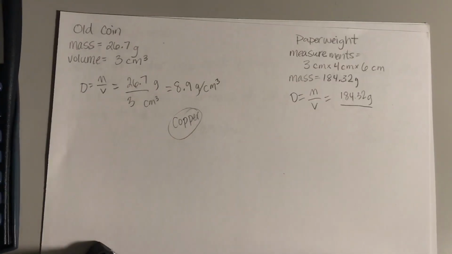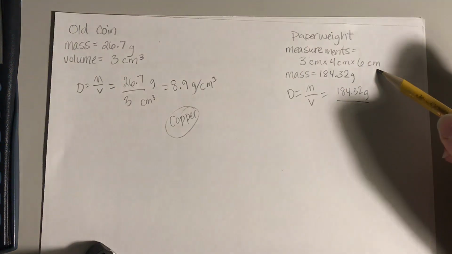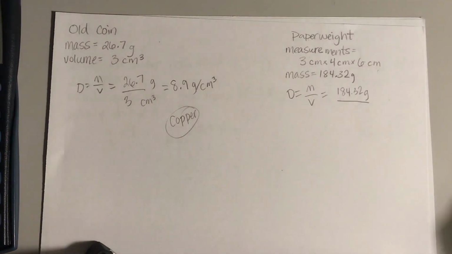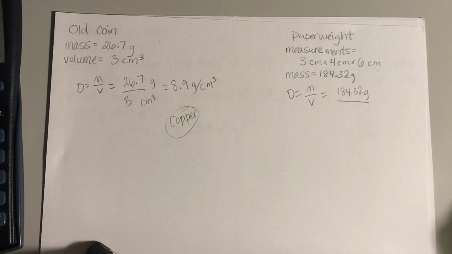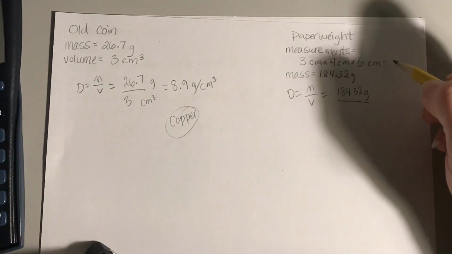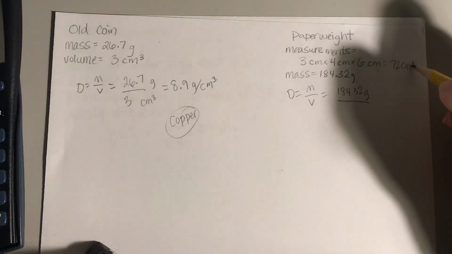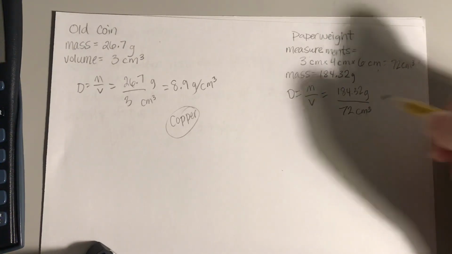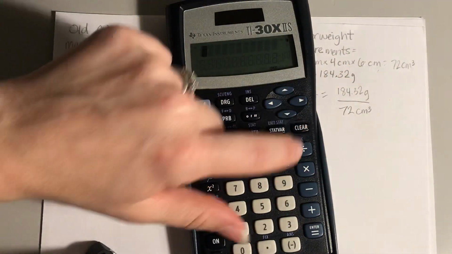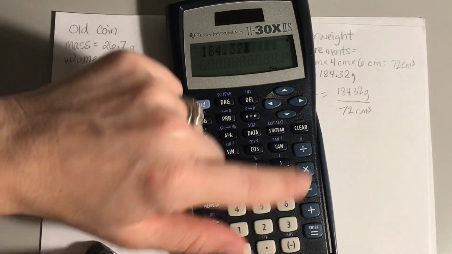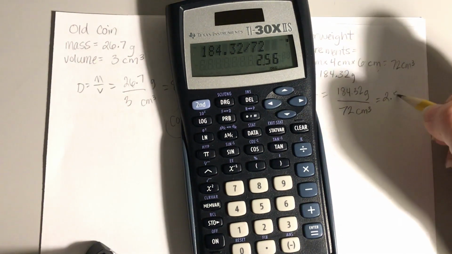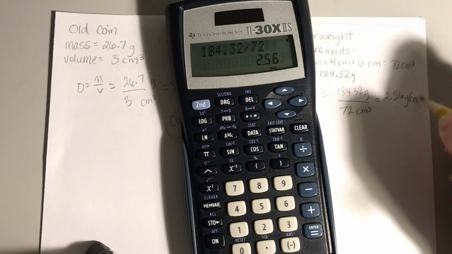All right, and we need to divide it by the volume, but we have to figure out what the volume is first. So how do we figure that out? Well, they tell us it's a prism, right? A rectangular block of material. So we're just multiplying these numbers across. 3 times 4 is 12, and then 12 times 6 is 72. So that's going to be 72 cubic centimeters. So we're going to take 184.32 and divide it by 72. And that is 2.56 grams per cubic centimeter.